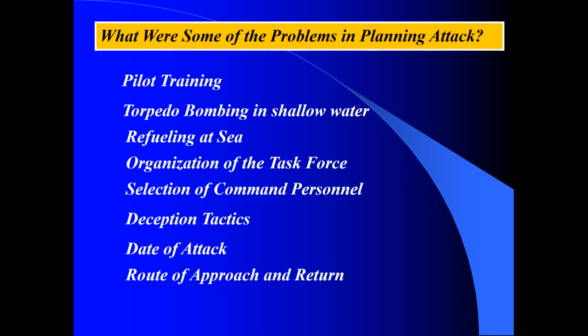What were some of the problems facing Japan in planning the attack? Pilot training and low-altitude flying to release torpedoes, torpedo bombing in shallow waters. The use of wooden fins solved that problem. Refueling at sea for ships and aircraft. Organization of the task force, that is, the number of tankers, aircraft carriers, destroyers, etc. Selection of command personnel qualified to plan and execute the attack. Deception tactics to mislead the United States military. Date and time of the attack, and route of approach to avoid detection and return of the ships.